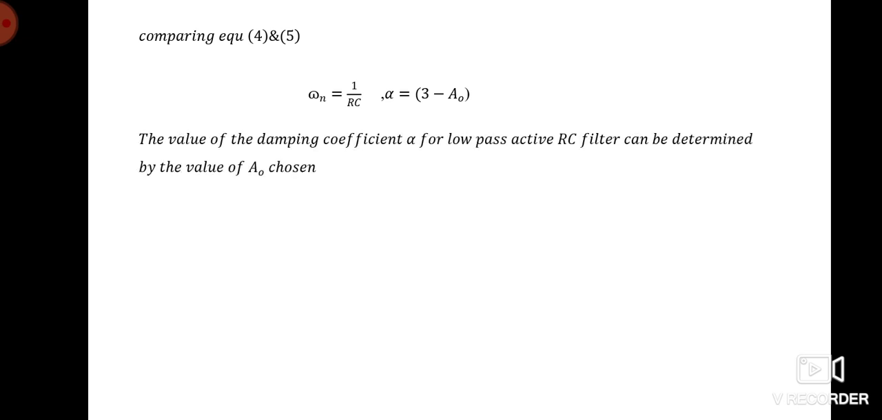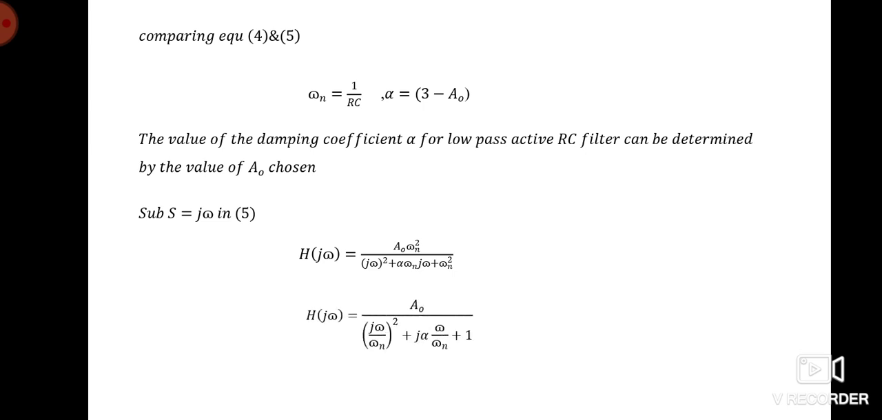Comparing equations 4 and 5, we get omega n equal to 1 by RC and alpha equal to 3 minus A naught. The value of the damping coefficient of a low pass active RC filter can be obtained by choosing the A naught value. We substitute S equal to j omega in equation 5. After substituting, we get H(j omega) equal to A naught omega n square divided by (j omega) square plus alpha omega n j omega plus omega n square, where alpha is the damping factor.